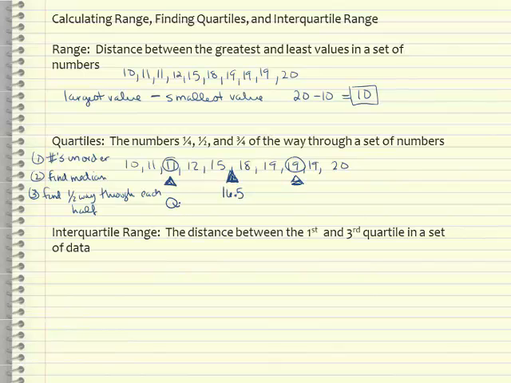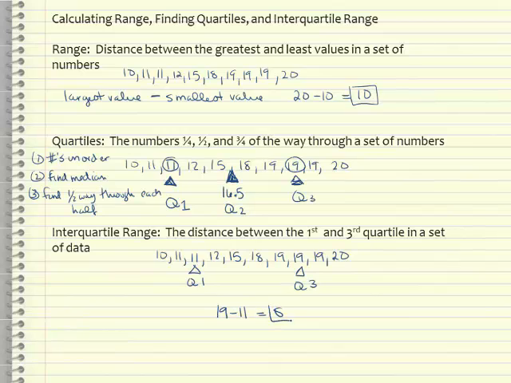And this is quartile 1. The median is quartile 2, and this is quartile 3. These are the 1/4, 1/2, and 3/4 of the way through the set of numbers. The interquartile range is the distance between the first and third quartile in a set of data. So again, if we're using the same set of data, this was quartile 1, and this is quartile 3. So the interquartile range is 19 minus 11, which is 8.